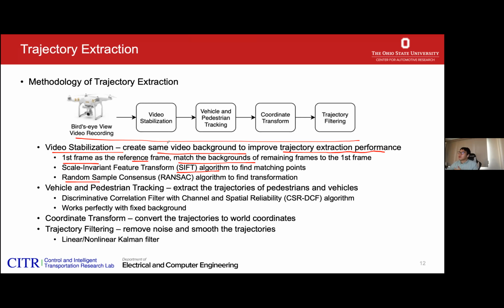And after we have created a stabilized video, then we will conduct the vehicle and the pedestrian tracking. This was done by an algorithm called discriminative correlation filter with channel and spatial reliability. This algorithm works perfectly with a fixed background. So that's why at the first step, we would like to stabilize the video first.